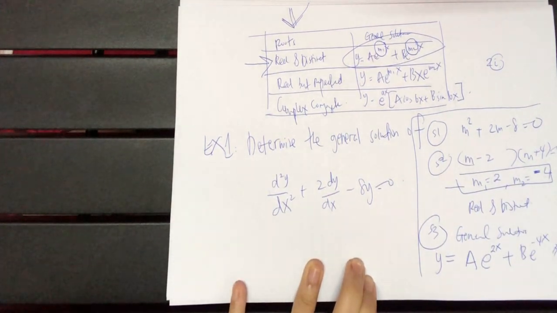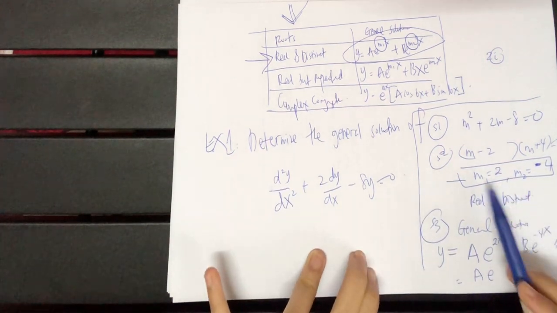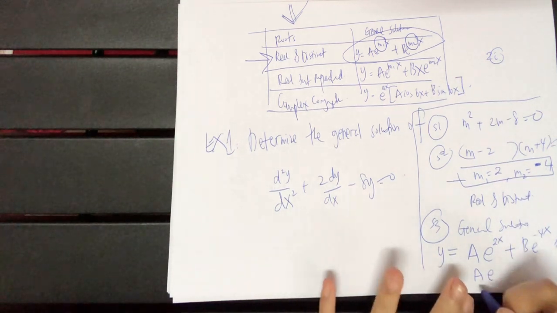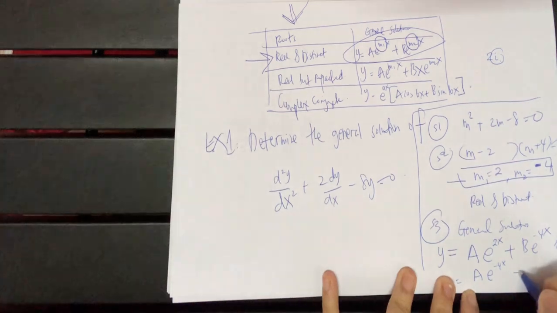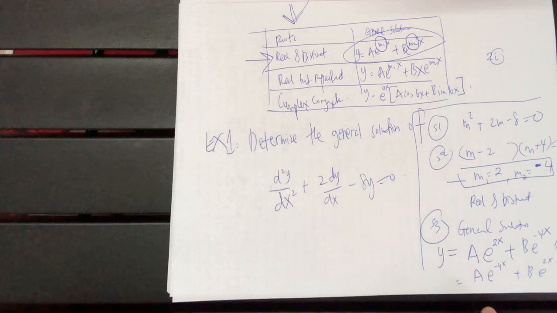Maybe some of you will ask, if these two switch, is it acceptable? Yes, it's acceptable. Let's say a e to the negative 4x plus b e to the 2x, it's equal. There's no difference, because we don't know the values of a and b yet, so it can be either one. You can switch either way. So this is how we solve homogeneous. It's simple, right? It only has 3 steps.